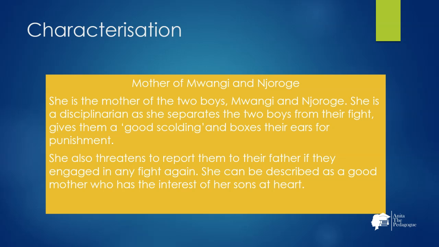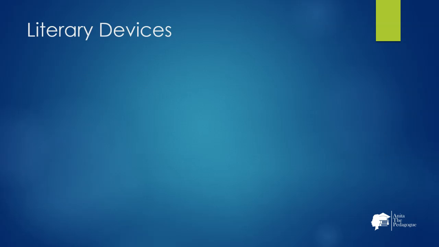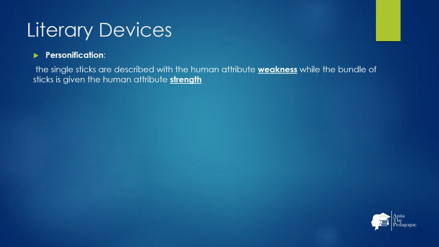So these are the characters that we'll be looking at. We will now move on and look at some literary devices in the story. The single sticks are described with the human attribute weakness, while the bundle of sticks is given the human attribute strength.